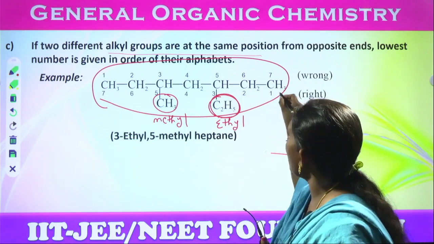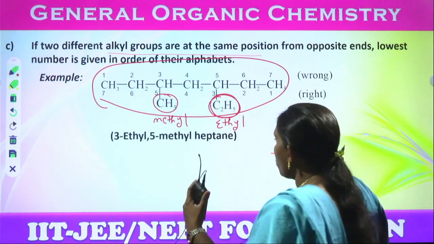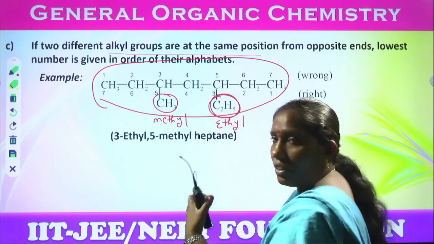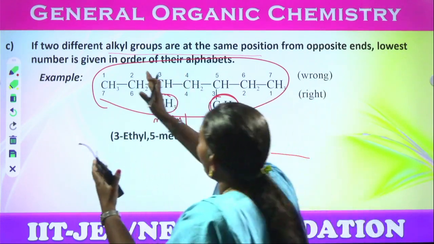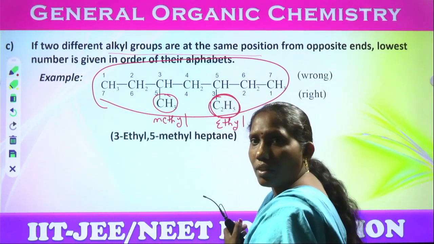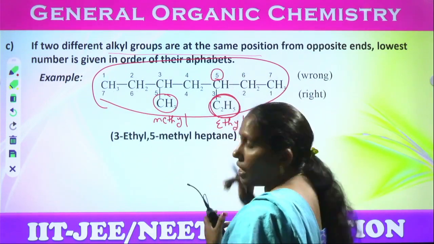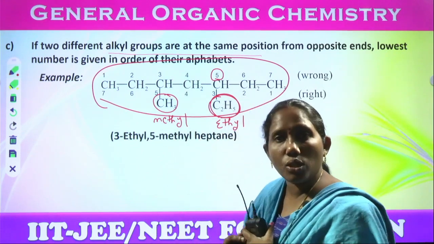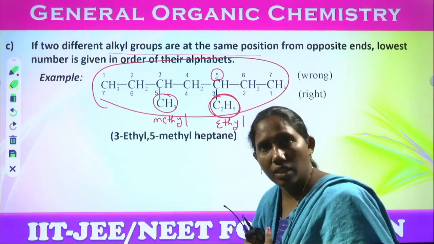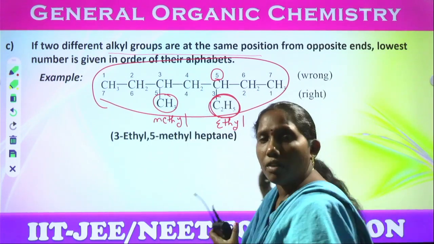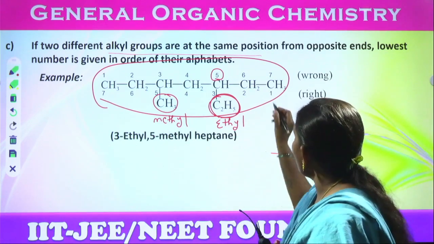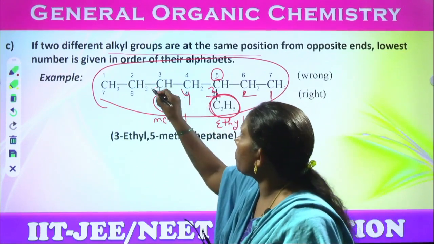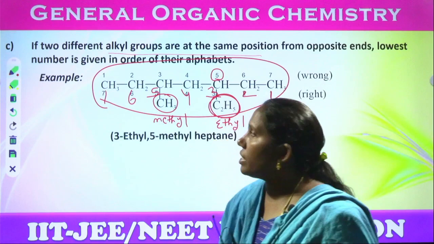So we have to start numbering from this side, from right to left. If you go from left to right, the ethyl group is getting 5 as the number, the highest number, and the methyl group is getting 3, which is lower, but alphabetical order one should come first. That's why the numbering from right to left is correct. So if you write 1, 2, 3, 4, 5, 6 and 7.